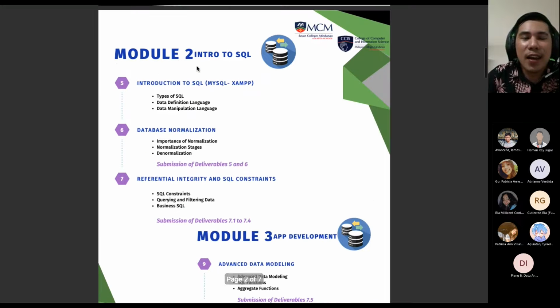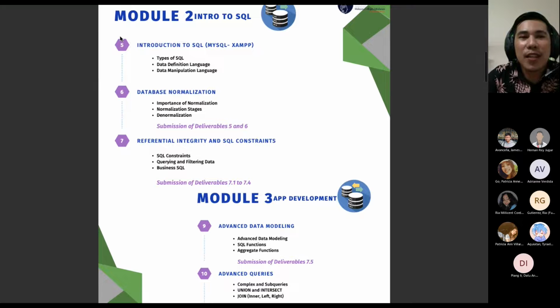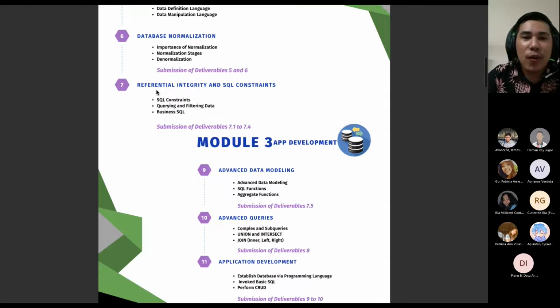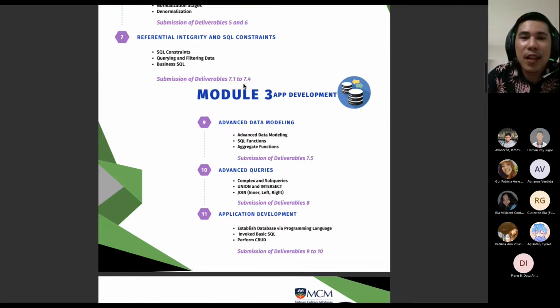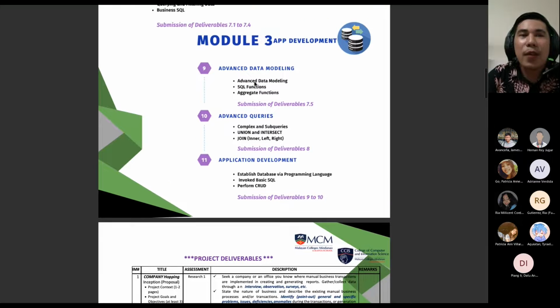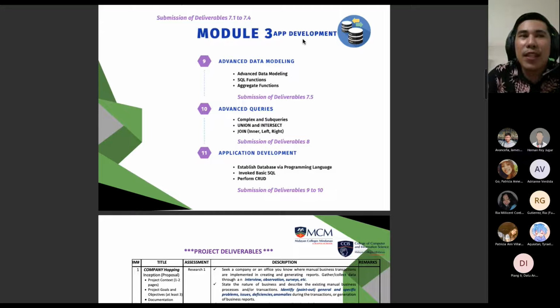And then right here in module 2, this is now the main dish. So these are now the relational SQL. Okay, so as you can see, there are also deliverables, 5 and 6 submissions, then 7.1 to 7.4. So every week there are deliverables. And then module 3 is for us to apply or implement the SQL in a certain language.